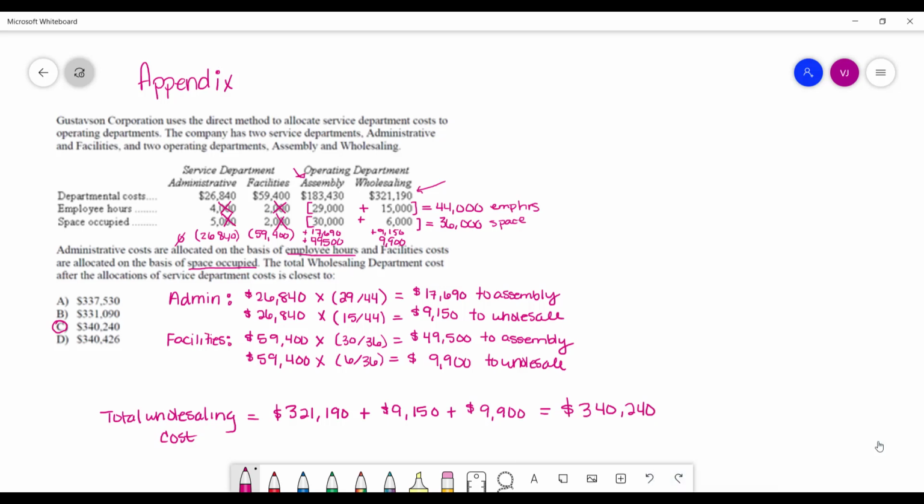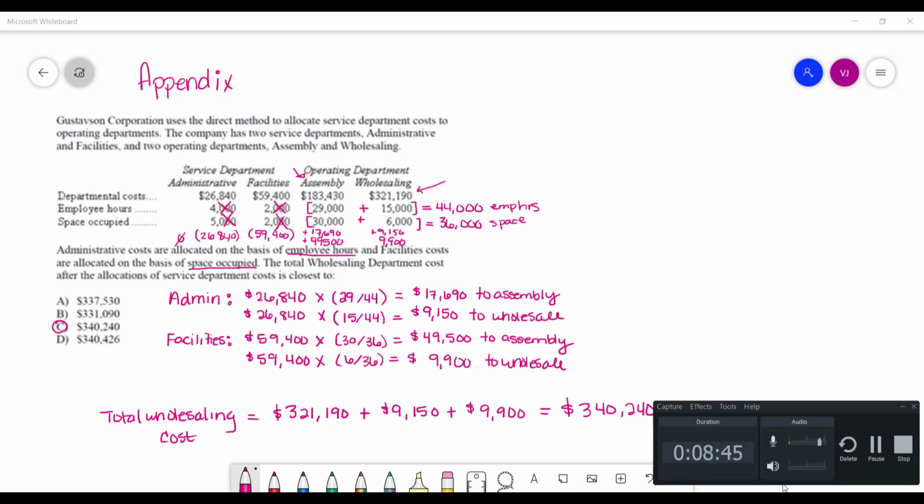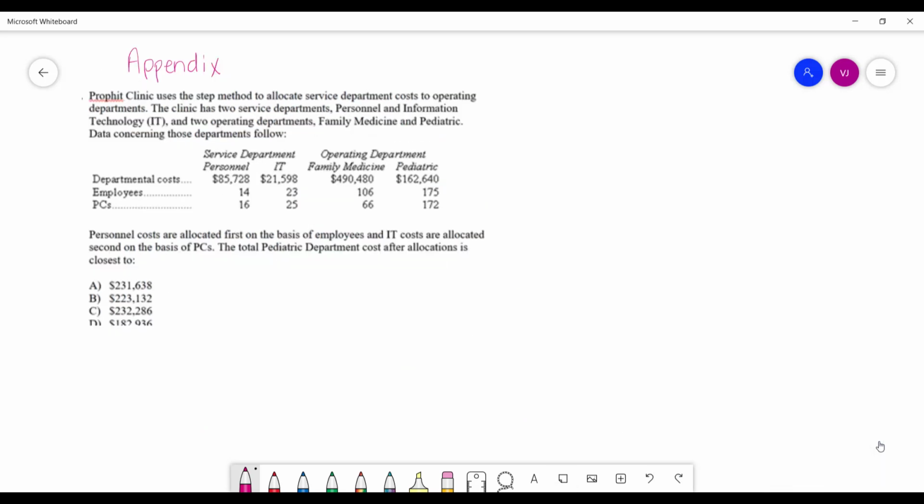So that is how you use the direct method to allocate service department costs to operating departments. All right, and lastly, how would we allocate service department costs if we were not using the direct method but the step-down method? So this method is just slightly different. It has just a couple of extra steps, but for the most part, it's going to be the same. So Profit Clinic uses a step method to allocate service department costs to operating departments. They have the personnel and IT service department, then family medicine, pediatric operating departments.